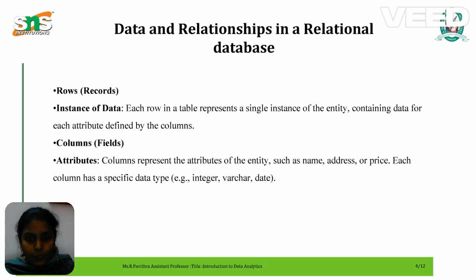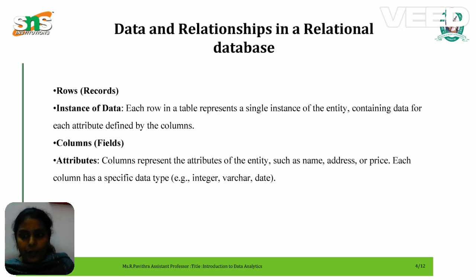Rows hold an instance of the data. Each row in a table represents a single instance of the entity, containing data, and each attribute is defined by the columns. So the column means fields. Columns represent the attributes of the entity, such as name, address, price. Each column has a specified data type: integer, varchar or date. Integer means numeric values. Varchar means variable characters.